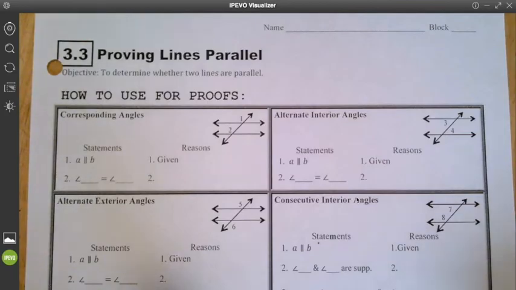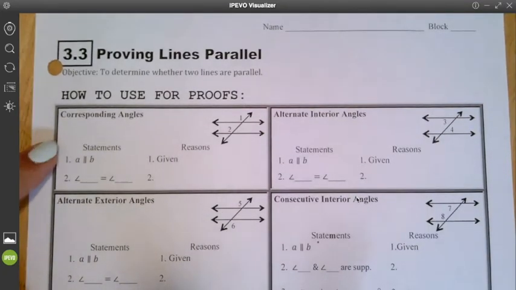Welcome to Chapter 3, Part 2 notes. This will be 3.3, 3.4, and 3.5. So 3.3, our objective is to determine whether two lines are parallel, and the way that we are going to do this is by using the properties that we covered in the first part of Chapter 3. So let's review some of those properties and angle relationships.